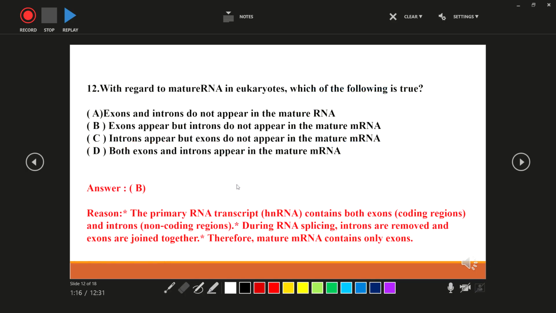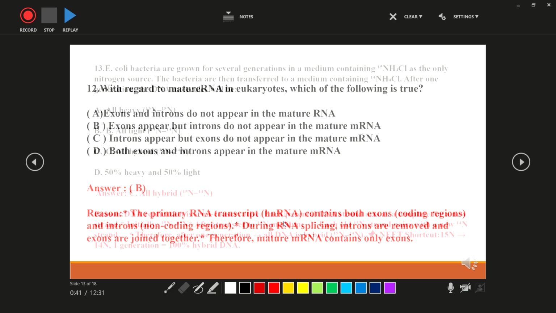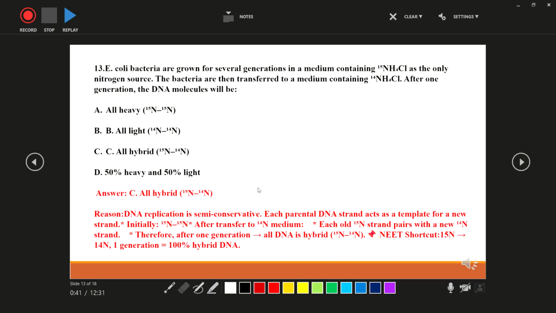Next question. With regards to the mature RNA in eukaryotes, which of the following is true? Exons appear, but introns do not appear in the mature mRNA strand. The primary RNA transcript, hnRNA, contains both exons, coding regions, and introns, non-coding regions. During RNA splicing, introns are removed and exons are joined together. Therefore, mature mRNA contains only exons. These are reasoning questions, all these are.